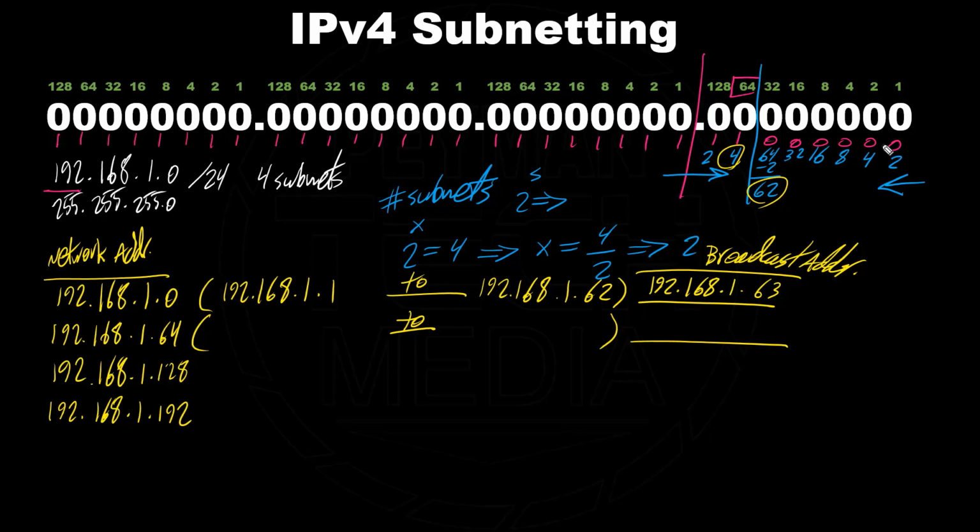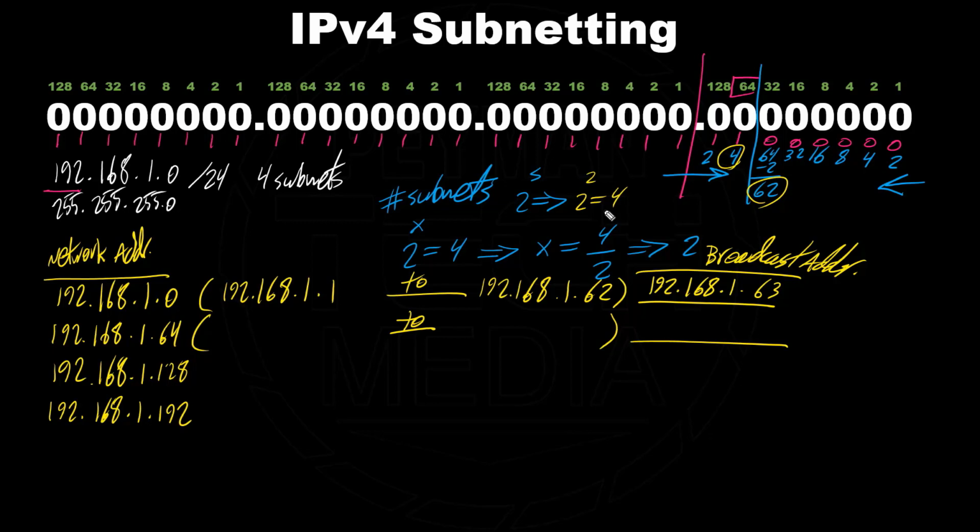And then we had to borrow from the host bits. So we borrowed 2 bits. Why? Because when we borrow 2 bits, it will give us 4 subnets. We had this formula, 2 to the power of subnet bits. That's the number of subnets. In this case, 2 bits, right? 2 to the power of 2 equals 4.